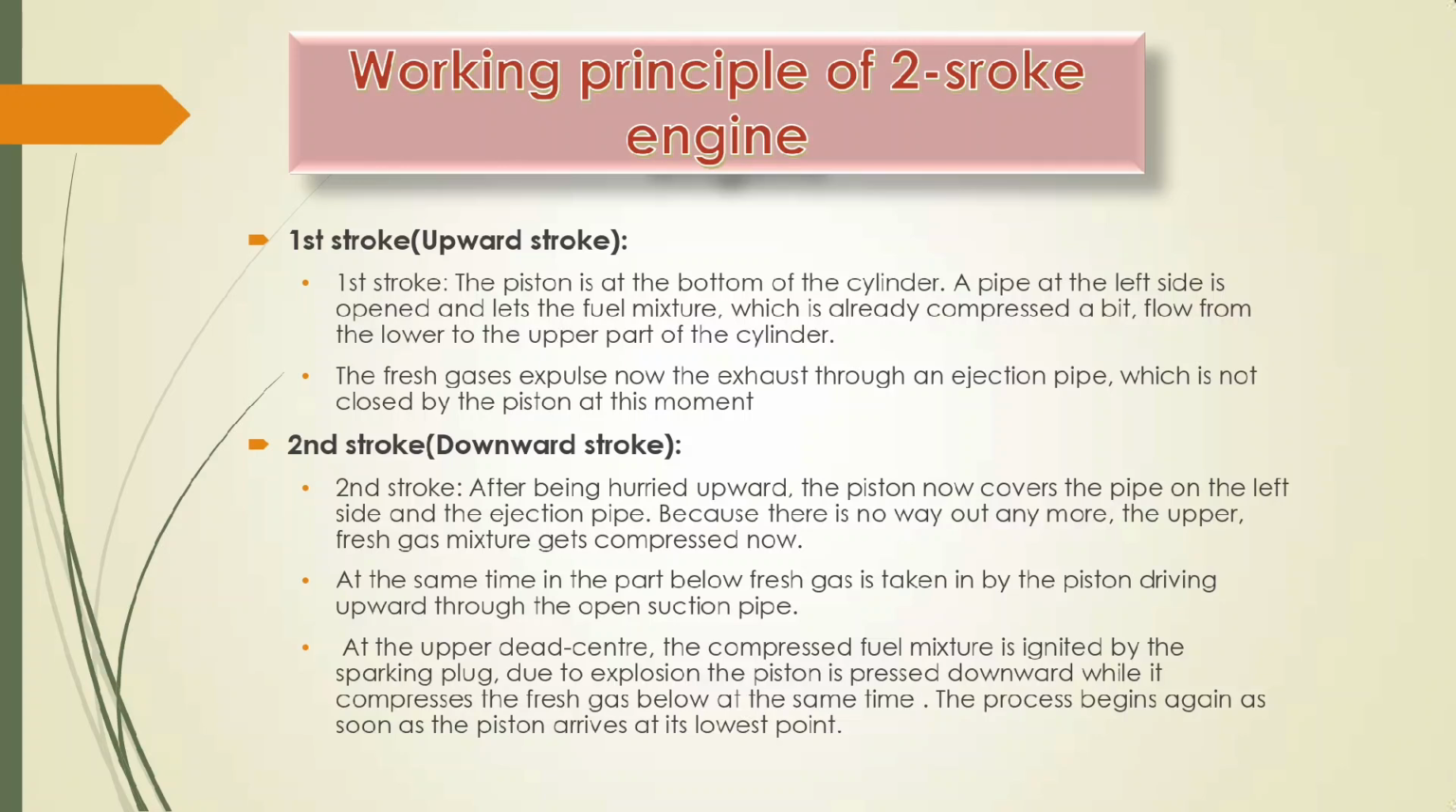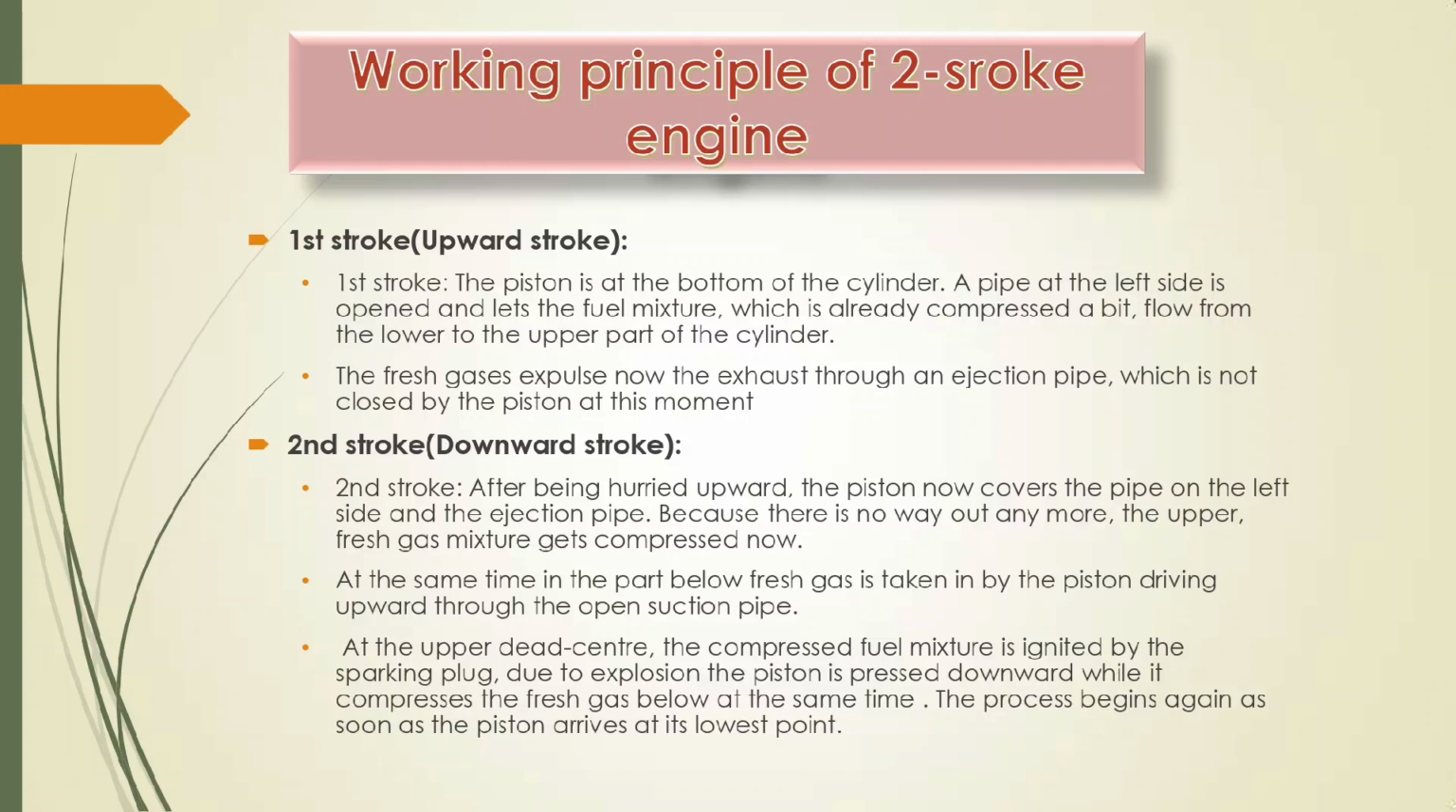The first gases expels now the exhaust through an ejection pipe which is not closed by the piston at this moment. During the second stroke, that is downward stroke, after being carried upward, the piston now covers the pipe on the left side and ejection pipe, because there is no way out anymore. The upper fresh gas mixture gets compressed now.